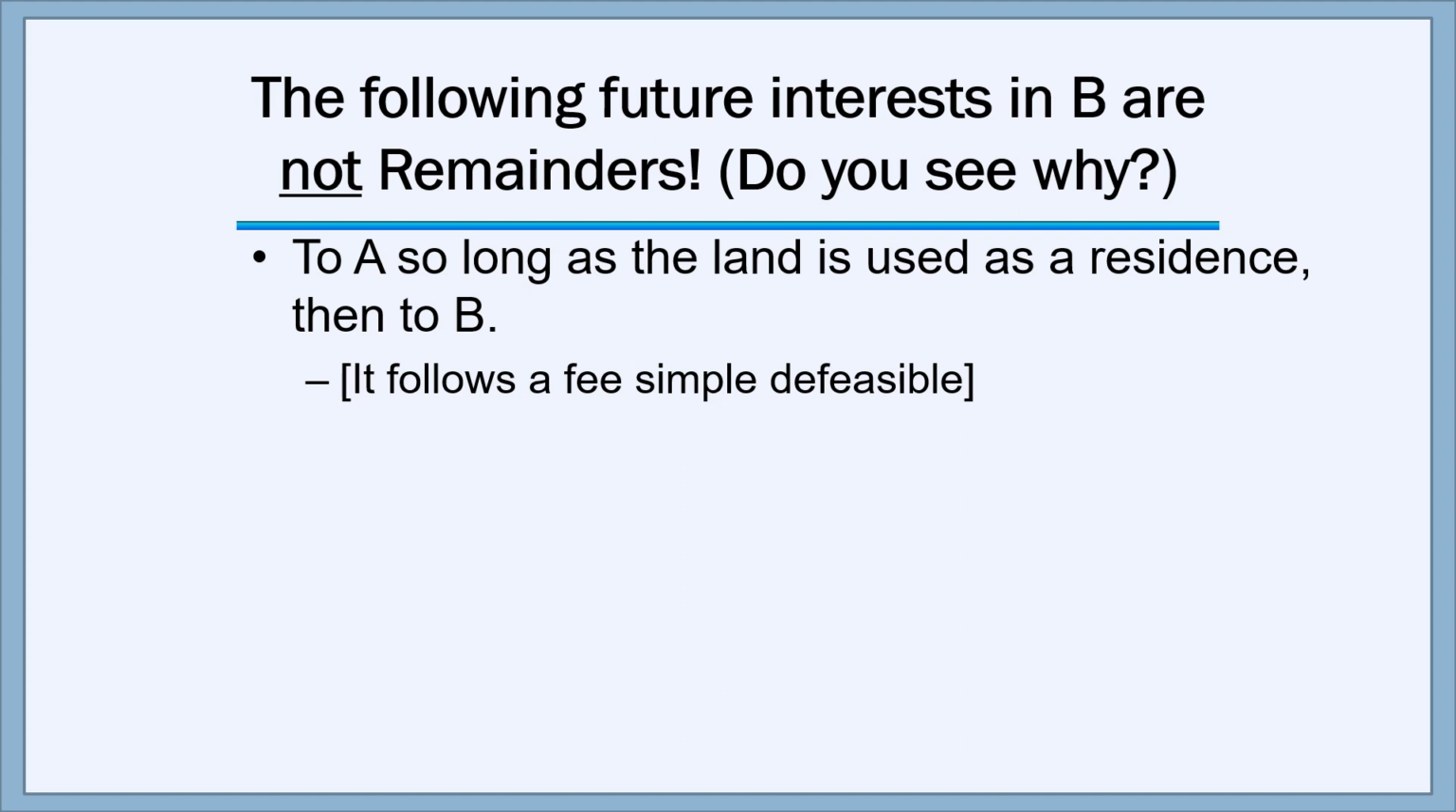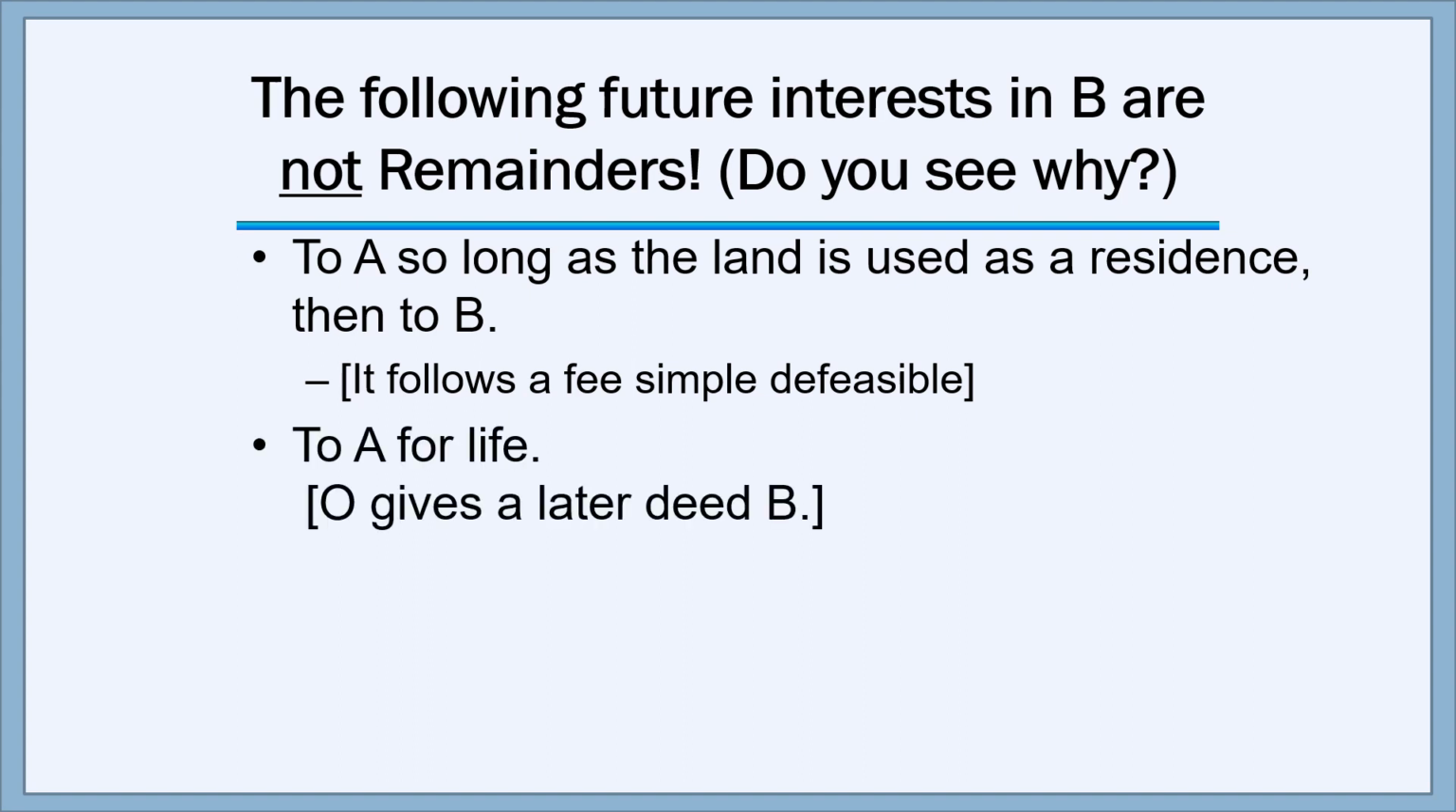By the way, this fits with what we learned earlier about defeasible fee estates. What do we call A's interest here? It's defeasible, but to be more specific, it's a fee simple subject to executory interest. Why? Because B has the executory interest. So you see this fits with what we learned earlier about defeasible fee estates.